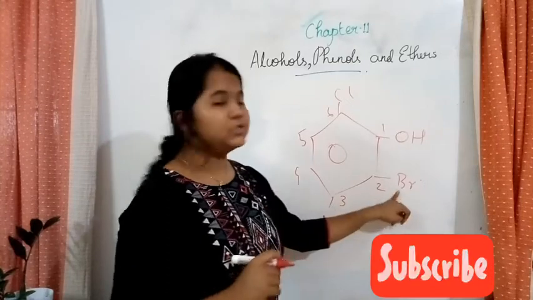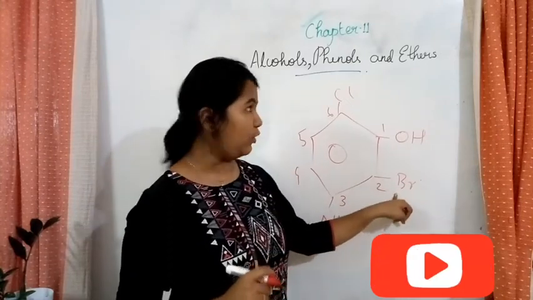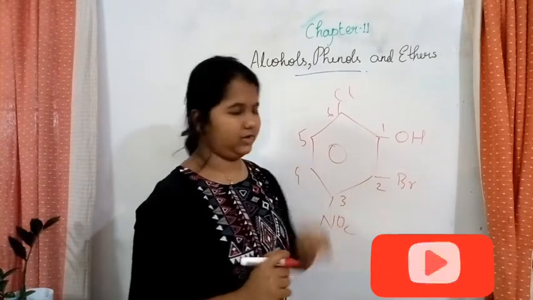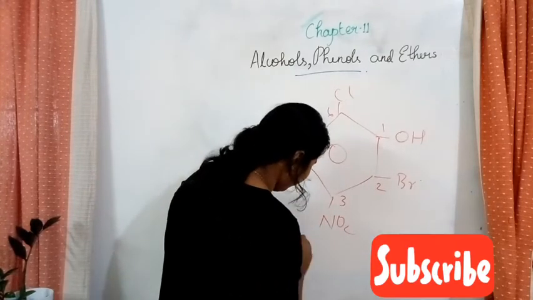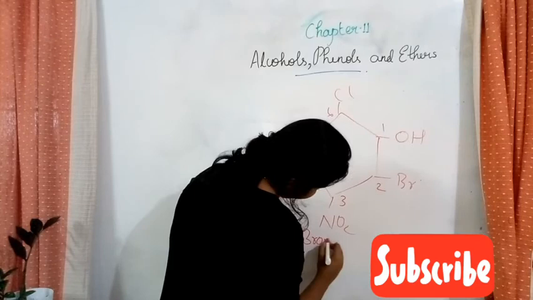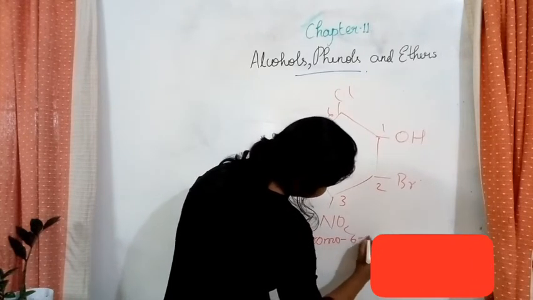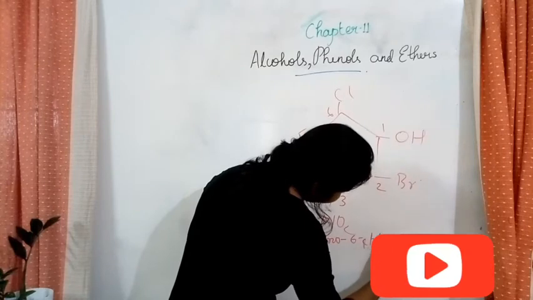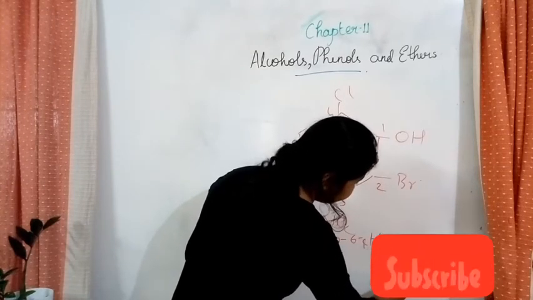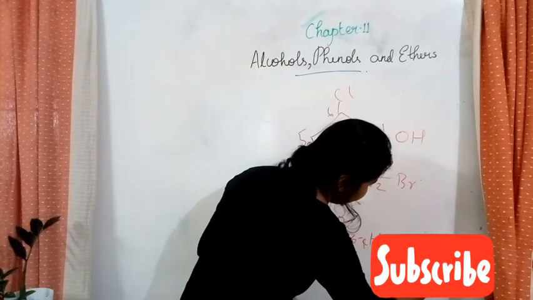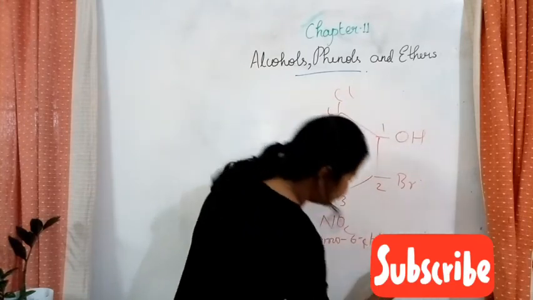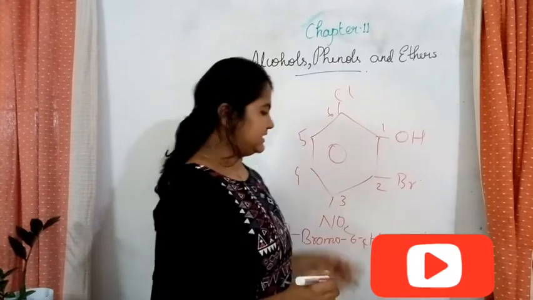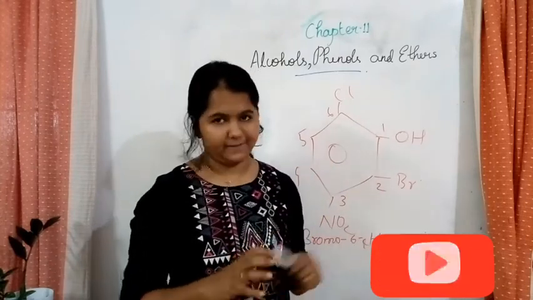I'm sorry. So it will become what? 2-bromo, 6-chloro, 3-nitro, phenol. What is that? 2-bromo, 6-chloro, 3-nitro, there's no space, so phenol. Okay, this is the name for this compound.